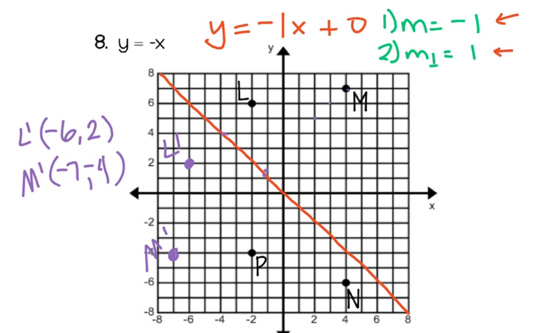Okay, P, I am going to go up this time, up 1 over 1. So 3. And so P prime will be right there, and that's going to be at positive 4, positive 2. And then for N prime, we're going to go up 1 over 1, and then up 1 over 1 again. So N prime is going to be at positive 6, negative 4.